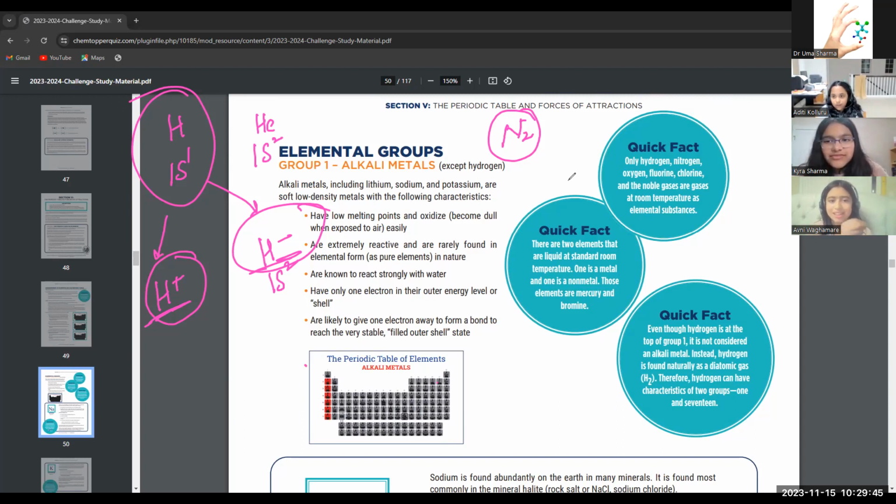O2 gas, there's no color. It's transparent, colorless. H2, there's no color to it. Colorless. H2 is colorless. CO2 gas is colorless too.